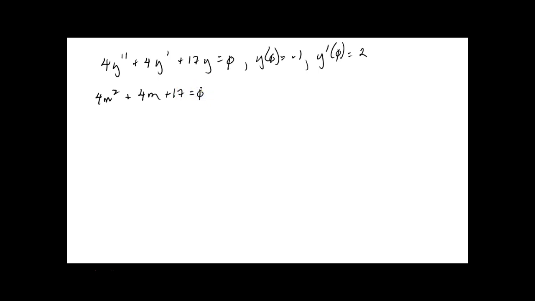Now, just remind yourself, this is all coming from the assumption that y is equal to e to the mx. That's where the m came from. Okay? Now, what would you do next? I would try to factor it. Yeah. Think you can? Think of 4 times 17, 68. I don't know anything that equals 68, so we're going to do the quadratic formula.